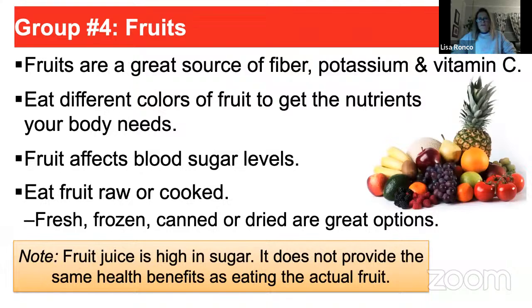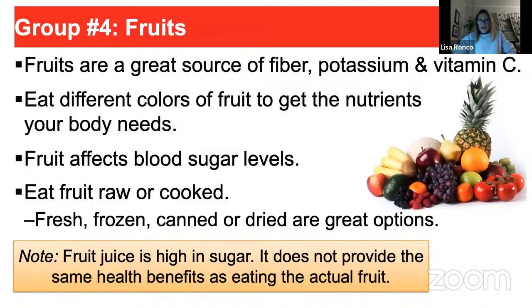Okay, fruits. Fruits are a great source of fiber, potassium, vitamin C. They all have it, not just bananas with potassium. So again, you want to try and eat from the rainbow. And fruit affects blood sugar levels, of course, right? Because fructose is nature's sugar in fruit. You can eat it raw or cooked. Same thing, fresh, frozen, or canned are good options.